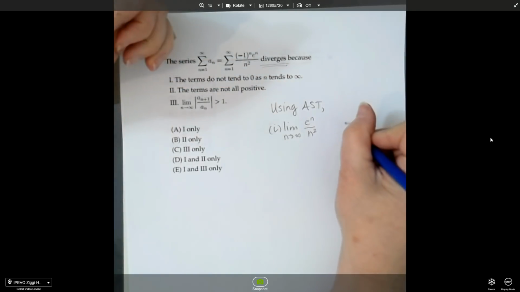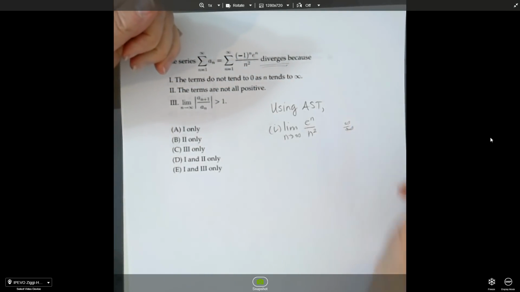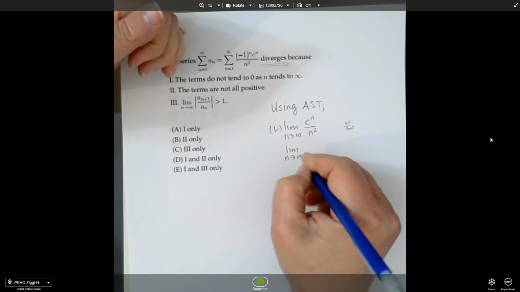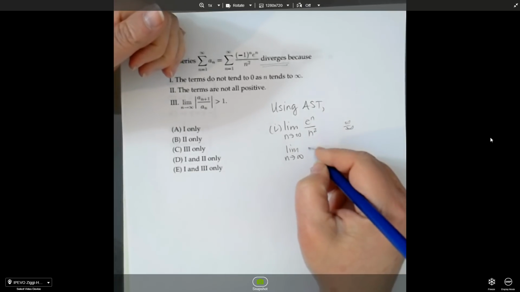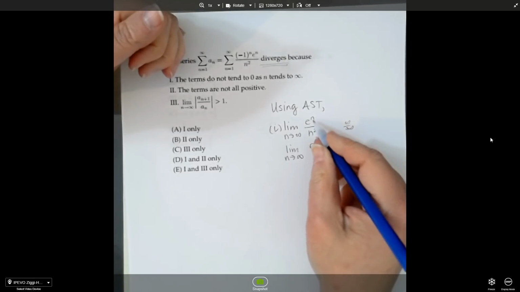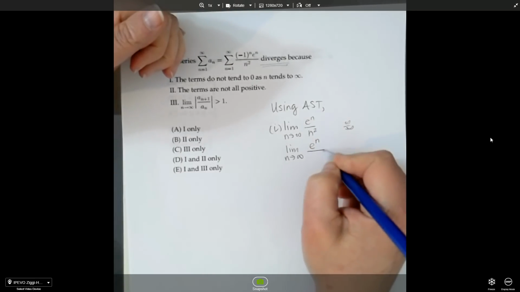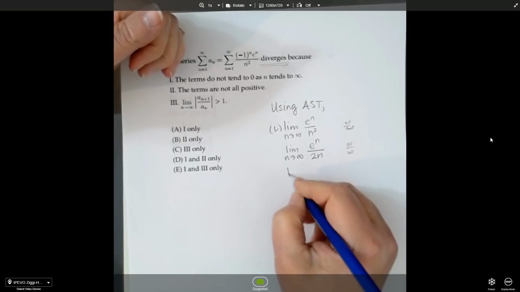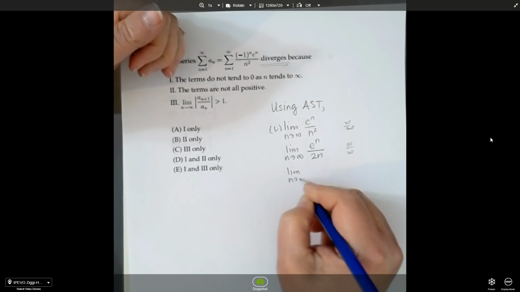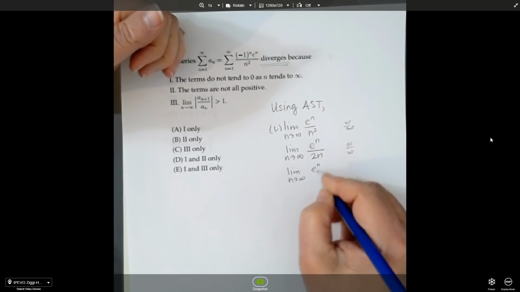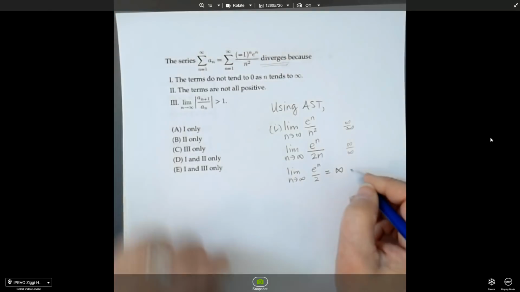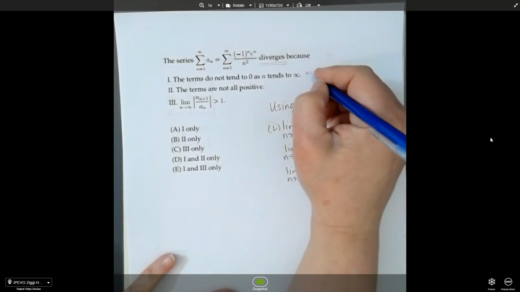This is infinity over infinity. So we can use L'Hopital, which would be the limit as n goes to infinity of e to the n times the derivative of the exponent, which is just 1, over 2n, which is still infinity over infinity. I can take the derivative one more time, and that would be e to the n over 2, which will definitely be infinity. And therefore, these terms do not tend to 0.